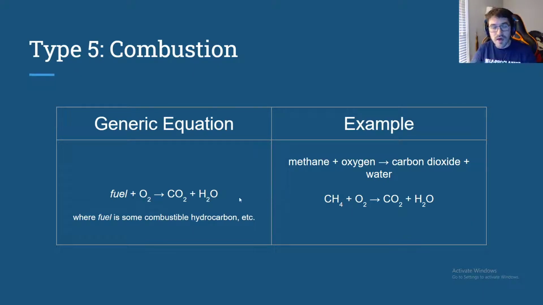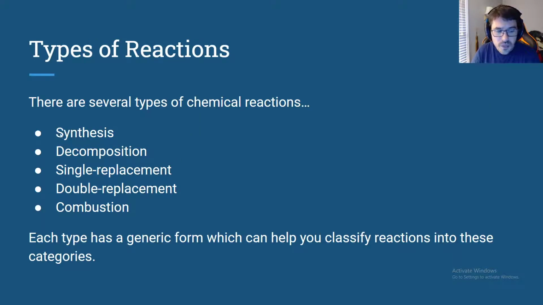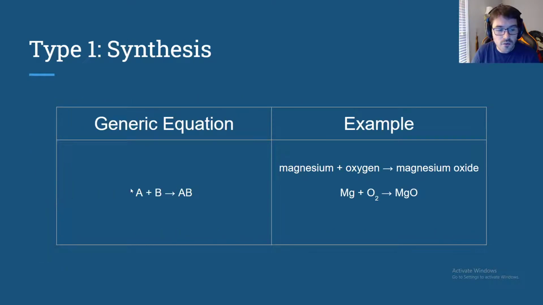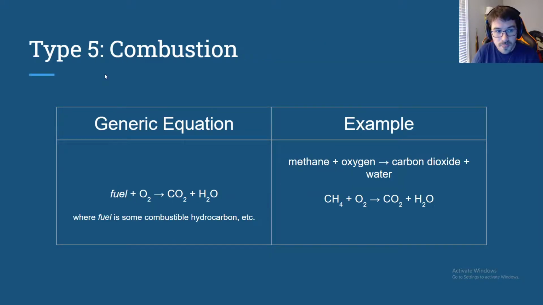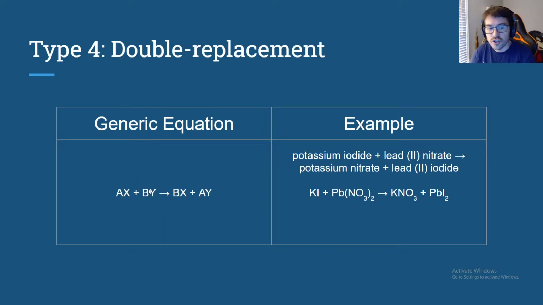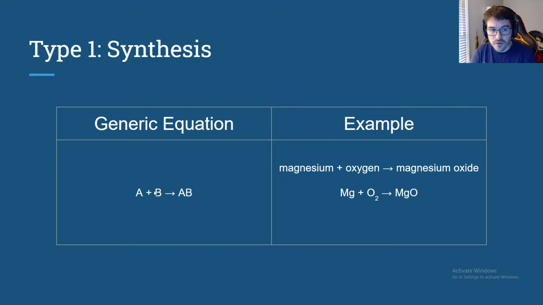All right, so that is it for the content here in this video. Just to review, there are 5 types of reactions, and your job in the assignment today is going to be looking at lots of different chemical equations and trying to figure out which of those 5 types that reaction is. You're going to want to reference these 5 slides, looking at these generic equations, trying to match up the reaction equation that you're looking at with the generic equations listed on these 5 slides.